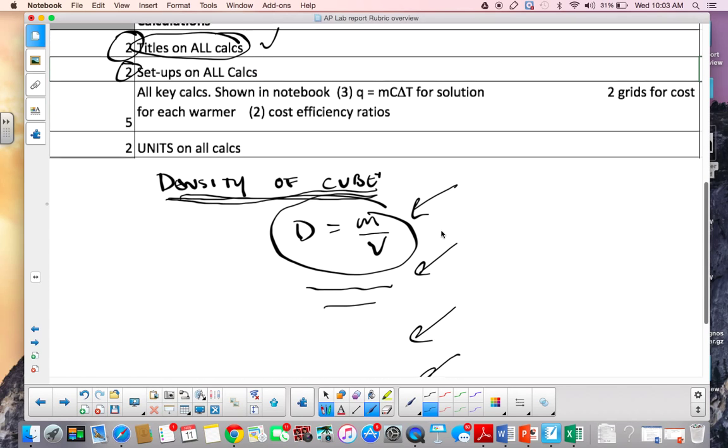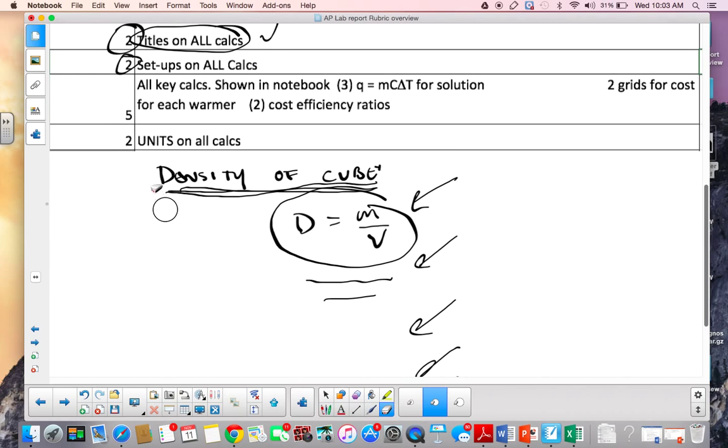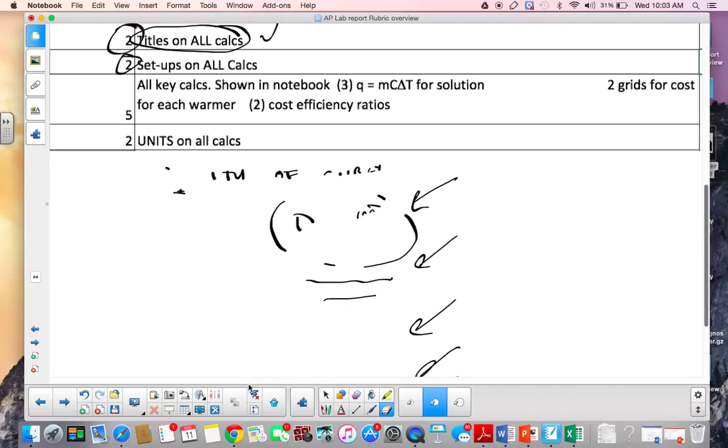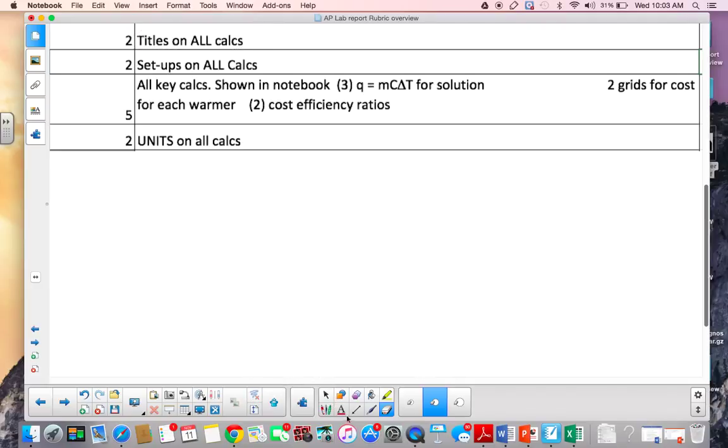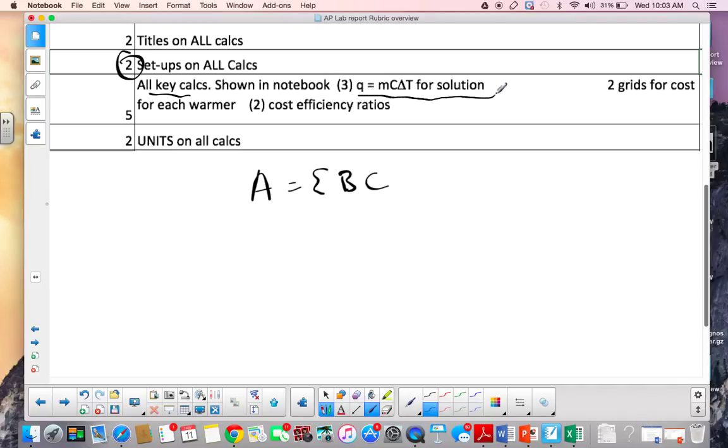So for every calculation, if we're doing a Beer's Law calculation like the Gatorade lab, remember like this, the Gatorade lab Beer's Law was A equals EBC. You would have basically your setup, plug in your numbers, 2 points for that. All key calculations have to be shown. Like an example for the lab that you did, I think it was actually 4, but for the 3 unknowns that you did, the first one was a sample.